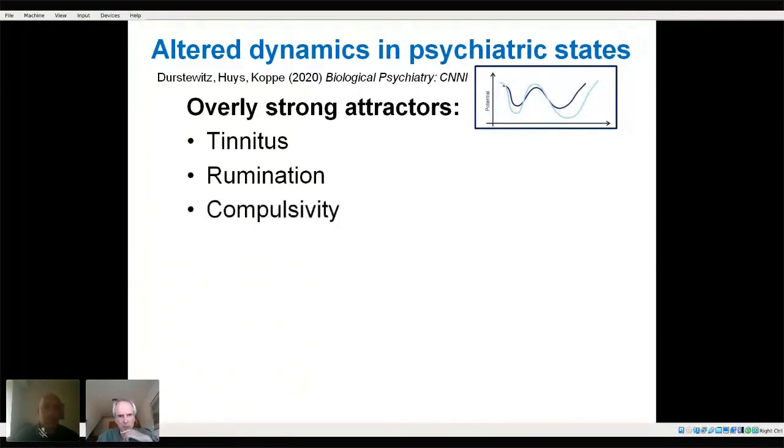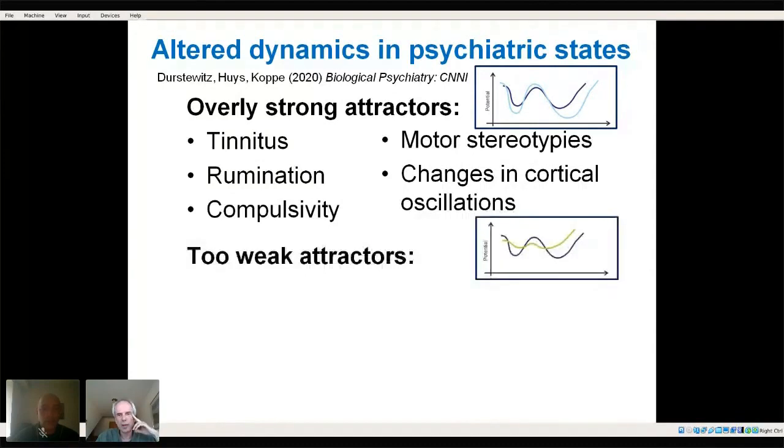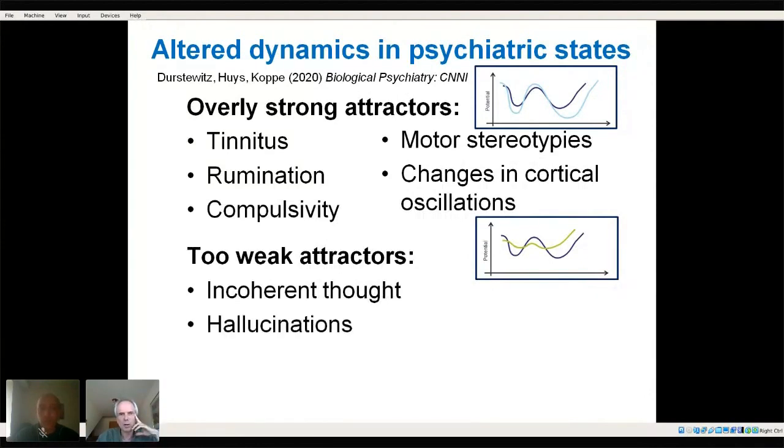You might experience compulsivity by similar dynamic mechanisms. Motor stereotypies are pretty common in psychiatric conditions, as are changes in cortical oscillations. At the other extreme, if you have too weak attractor landscapes, for instance, you might get incoherent thought as you cannot hold on to a mental concept anymore. In the extreme case, you might get hallucinations as representations tend to pop out spontaneously, and attention deficits, obviously.